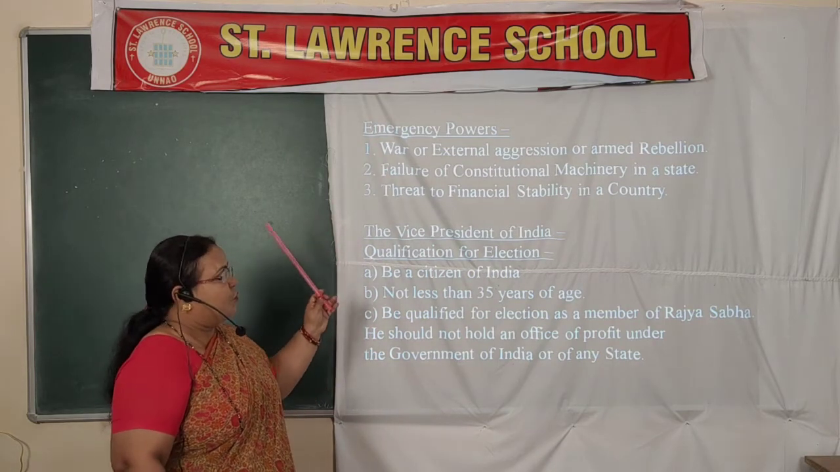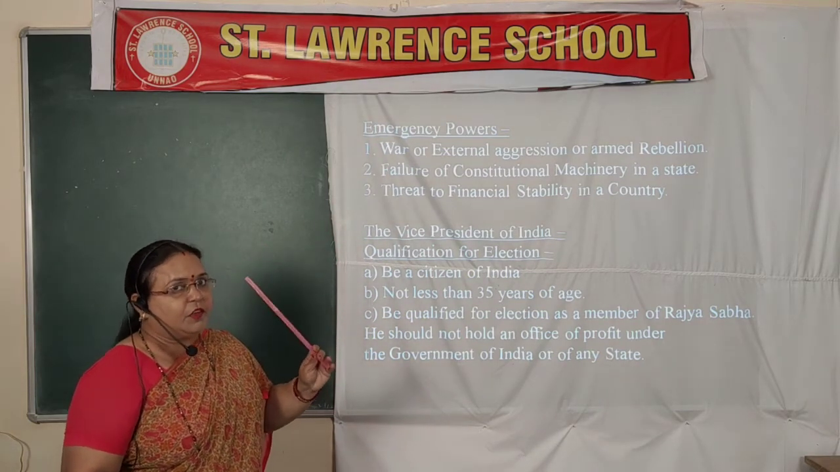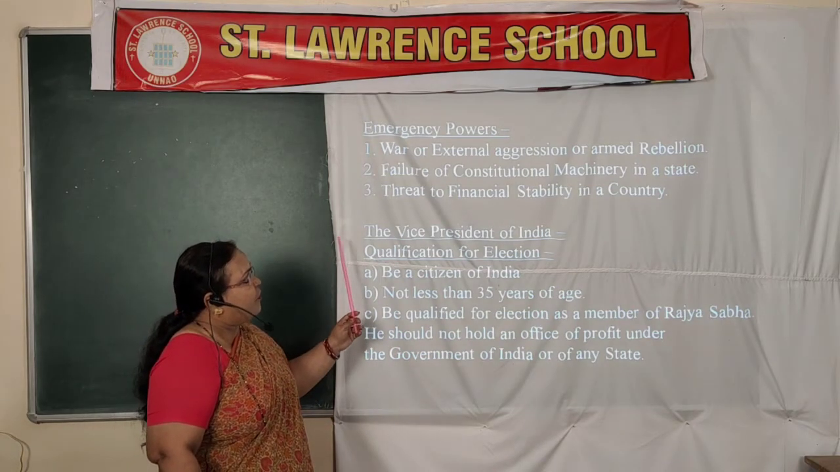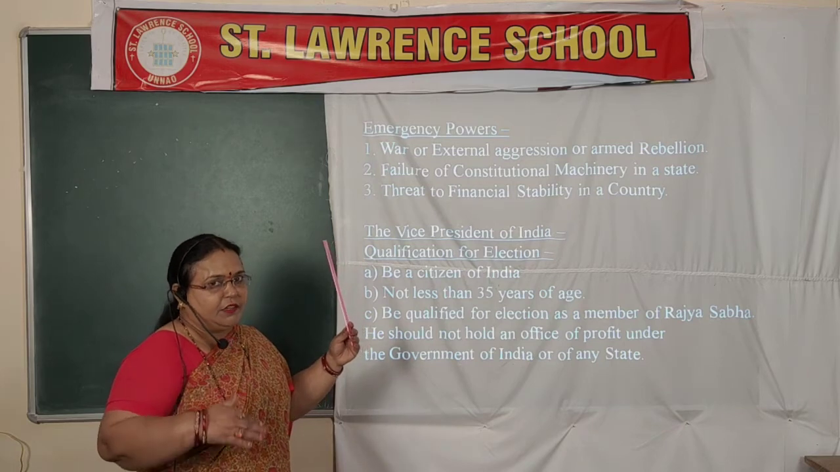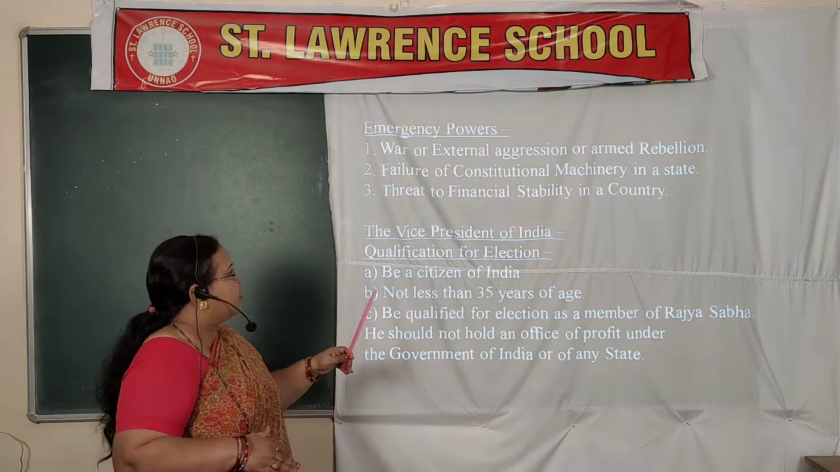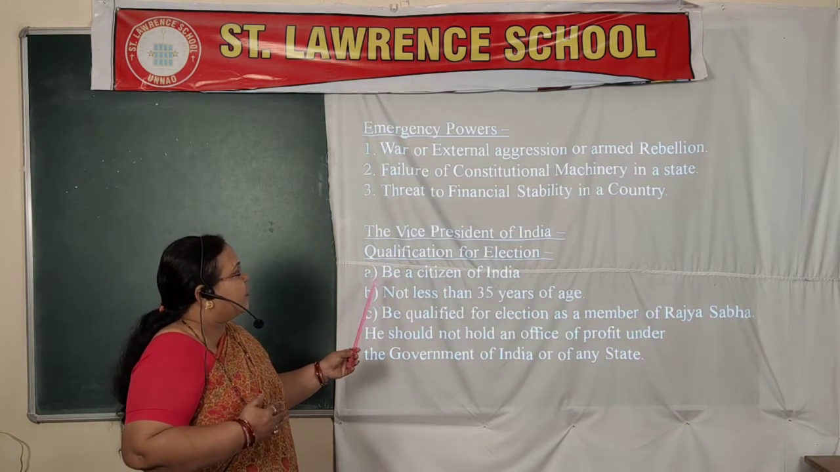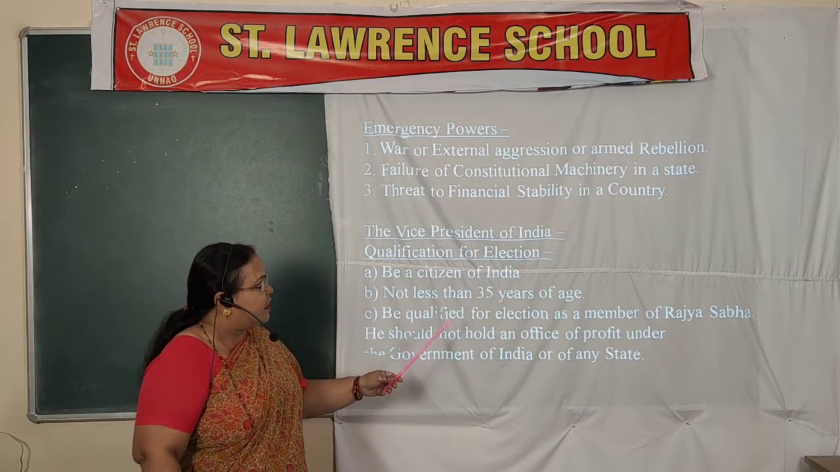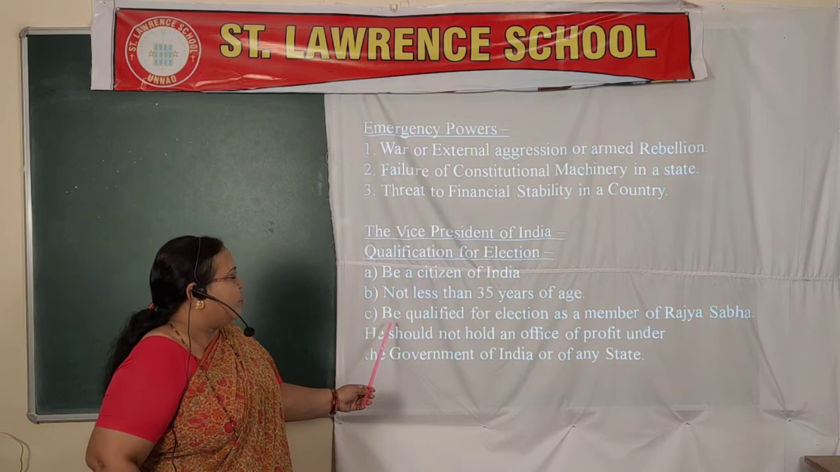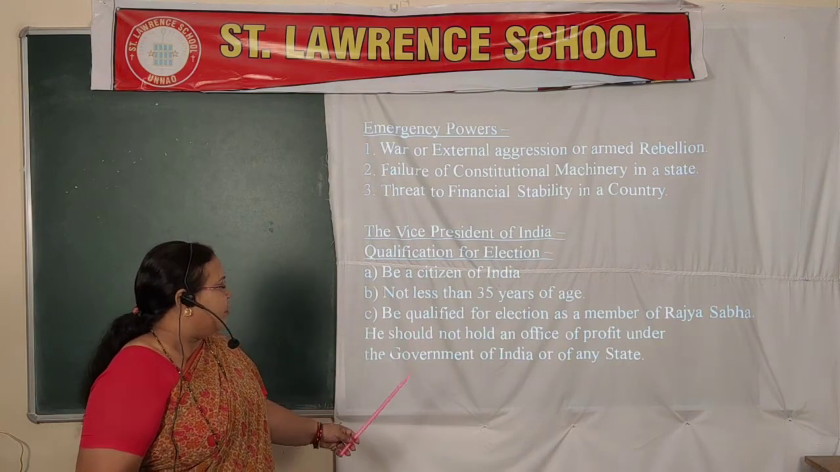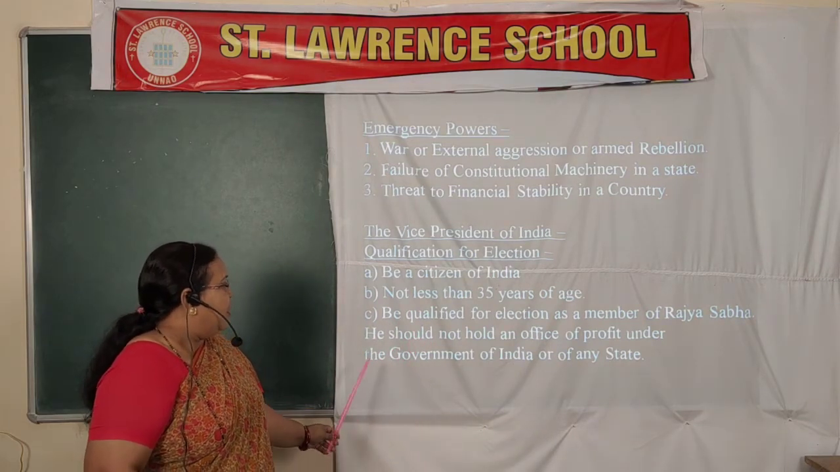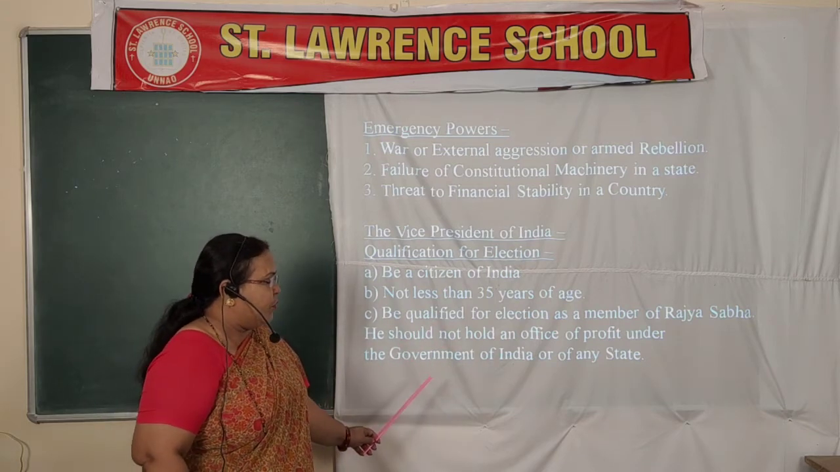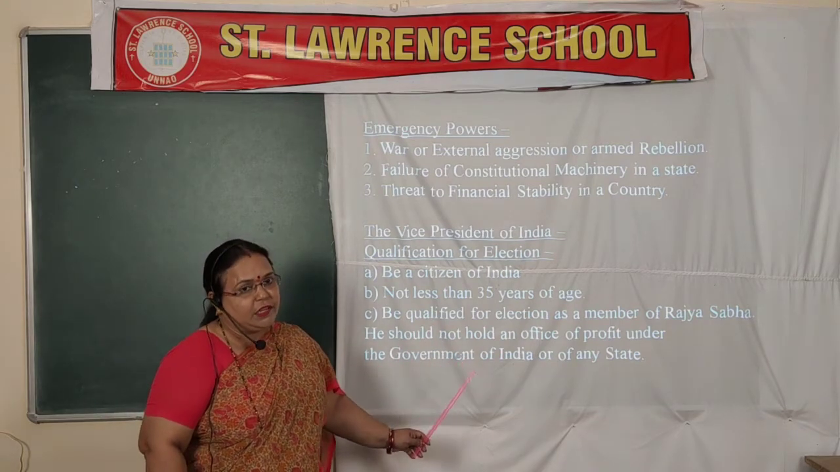Just now we have gone through all the powers of the President. Now we are going to study about the Vice President. The Vice President is definitely under the President. Qualification for election: he should be a citizen of India, should not be less than 35 years of age and should be qualified for election as a member of Rajya Sabha. He should not hold an office of profit under the government of India or of any state.